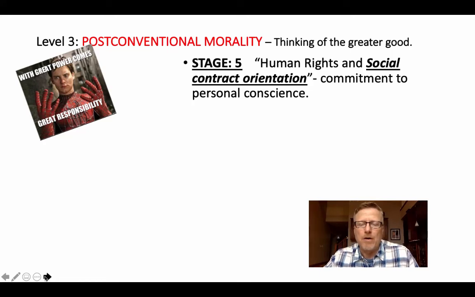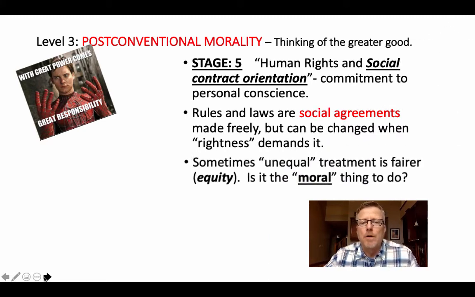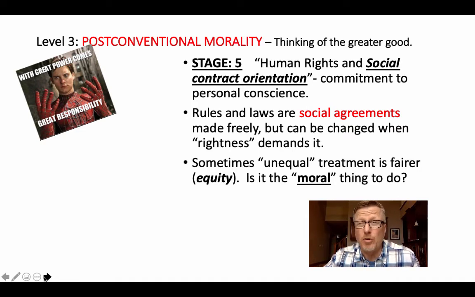Right, with great power comes great responsibility, and a stage 5 thinker feels great responsibility to doing the right thing. Rules and laws are good, they're social agreements, they're necessary, but they can be changed when rightness demands it. So it's possible that unequal treatment is the more fair thing to do in this case at stage 5. Giving people special consideration might be the more moral thing to do.